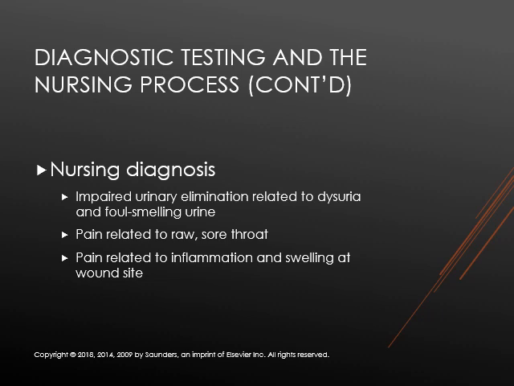Additional nursing diagnoses listed here would be impaired urinary elimination related to dysuria and foul-smelling urine. This diagnosis can be used for individuals who are having a urinary culture performed. An additional nursing diagnosis is pain related to raw or sore throat for those individuals having a throat culture conducted. And then also we have pain related to inflammation and swelling at the wound site. And of course, you can use this diagnosis for individuals who are having culture performed for wound care culture.